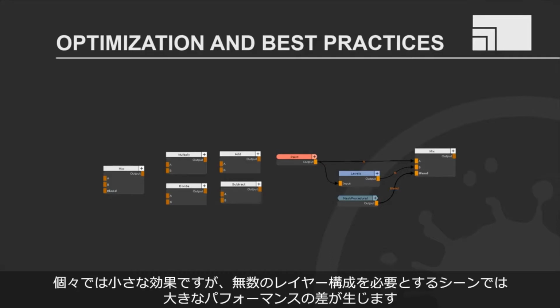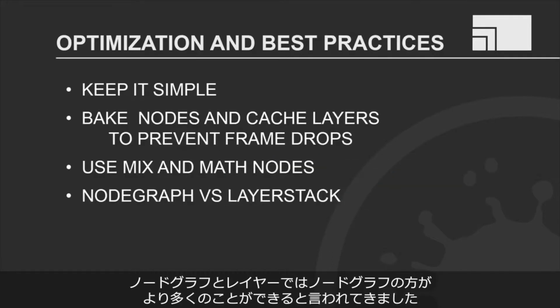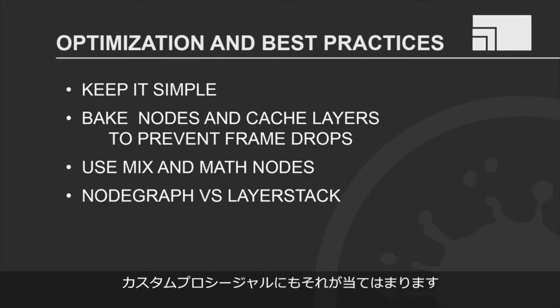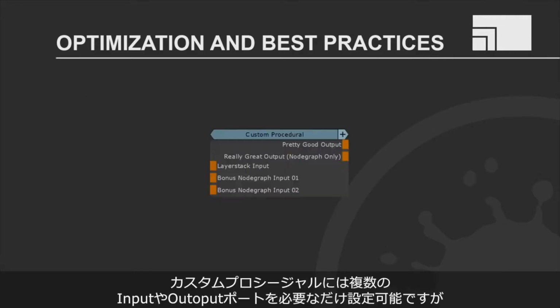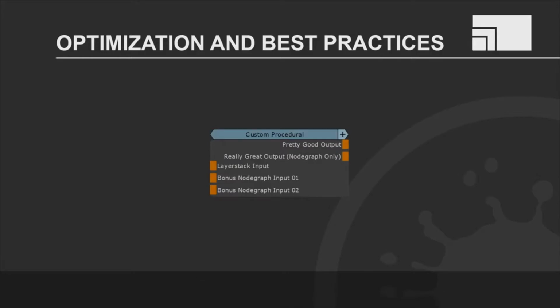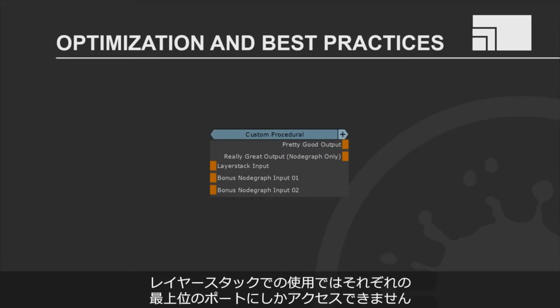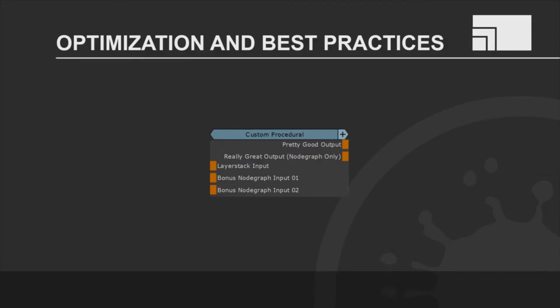Node graph versus layer stack. It's been said many times before, you can do a lot more with node graph than you can with the layer stack, and the same applies with these custom procedurals. Custom procedurals can have as many inputs or outputs as you want, but only one of each, the topmost, is accessible in the layer stack. If a custom procedural with multiple inputs and outputs is added to the layer stack, only the first input is connected to the incoming layer, and the first output is connected to the next layer.